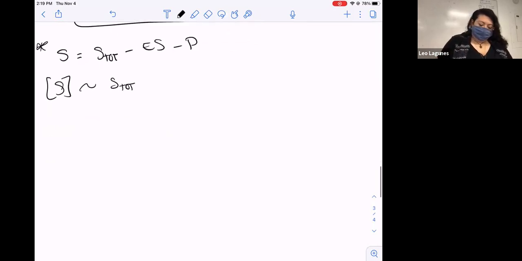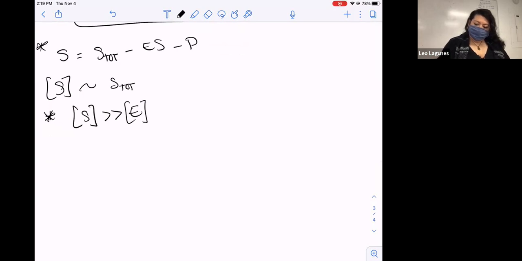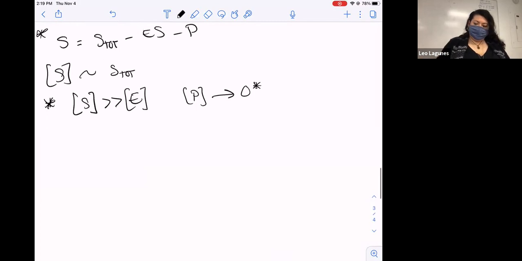Okay. Now here are a couple of notes. If the total concentration of the substrate is a lot bigger than the total concentration of the enzyme, then what we get for the product is that it approaches zero. If there's too much substrate, then the enzyme can't handle everything, especially at the initial stages of the reaction. As the reaction is first starting out, you're not going to really have a lot of product.